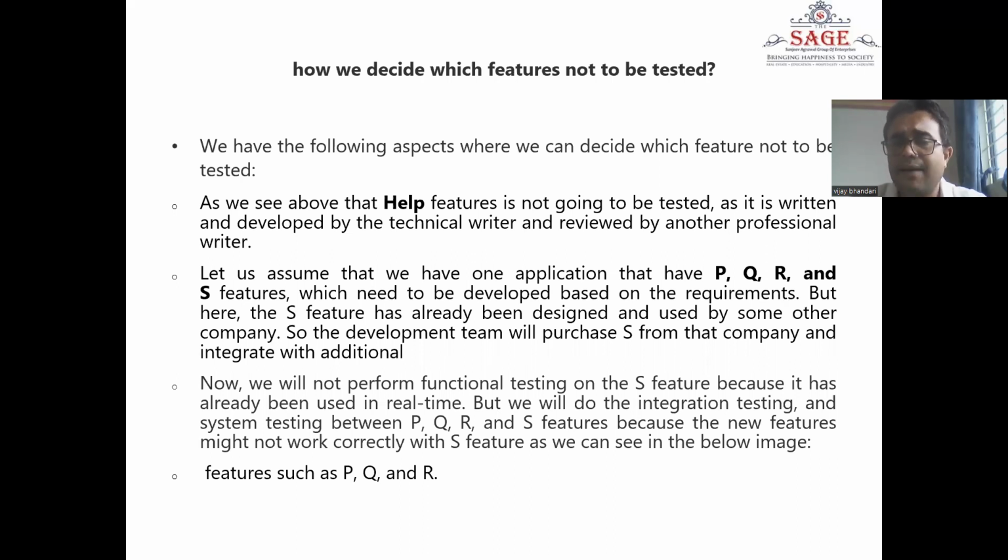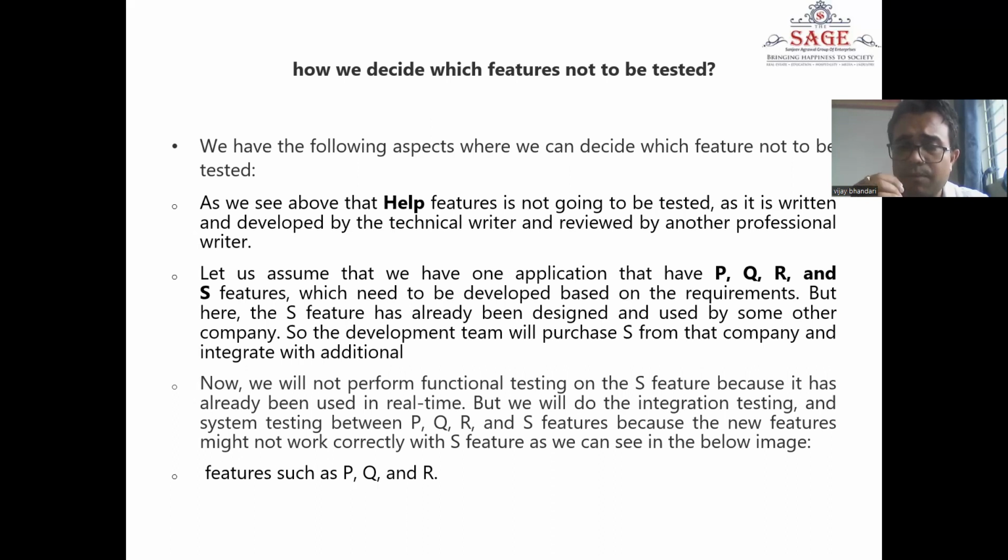Let us assume that we have one application that has PQRS features, which need to be developed based on the requirements. But here the S feature has already been designed and used by some other company. Let's see in the next slide. I will go through some diagrams. The development team will purchase S from the company and integrate it with the additional features. So now we will not perform functional testing on S because it has already been used in real time. But we will do integration testing and system testing between the PQRS features because the new features might not work correctly with the S feature.